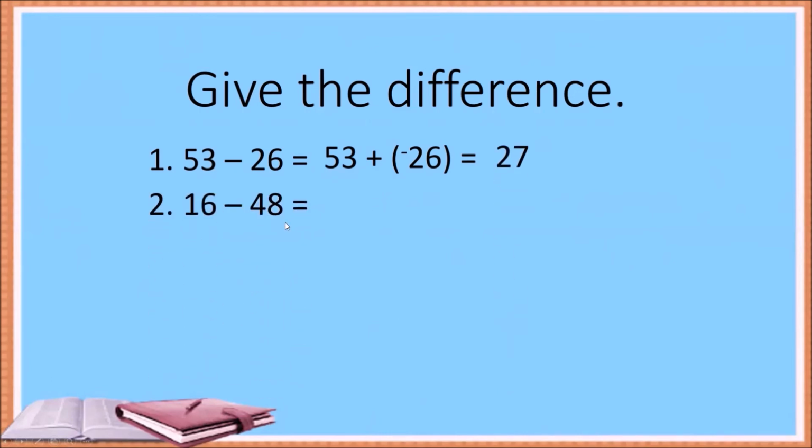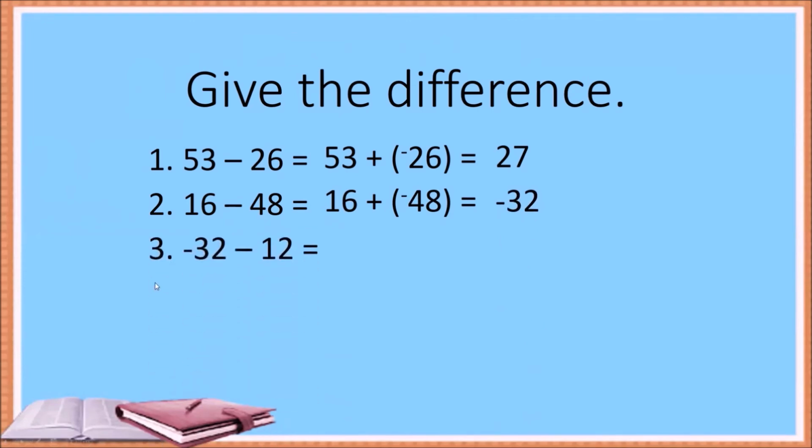Next, number 2. 16 minus 48. Ang ibig sabihin nito ay 16. Yung minus, napalitan ng plus sign, at itong positive 48, naging negative 48. The signs are not the same. Subtract 48 minus 16, at ang sign ng 48 ay negative, kaya negative ang difference. So 16 minus 48 is equal to negative 32.